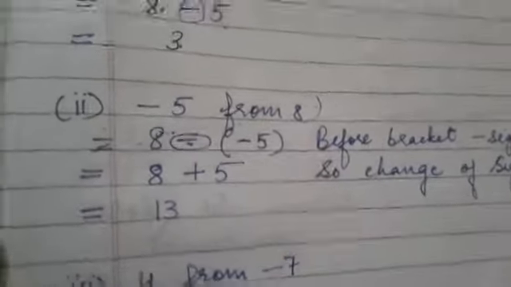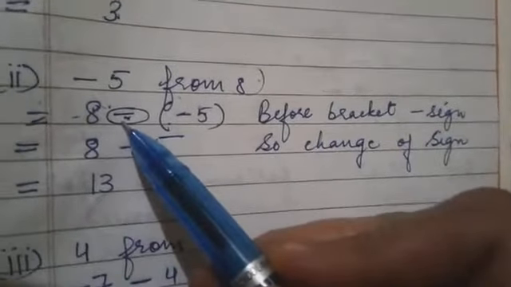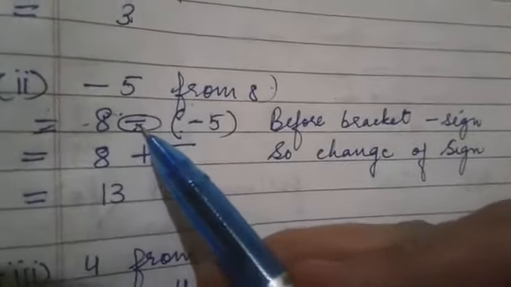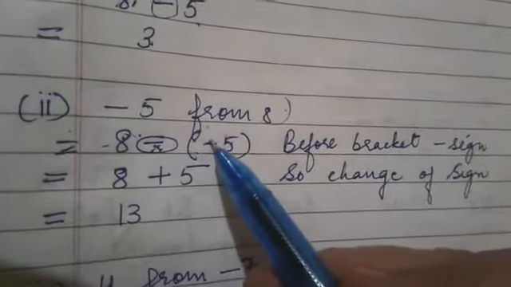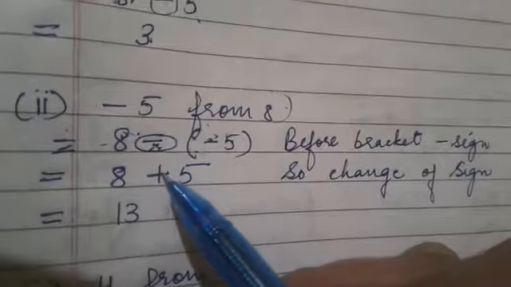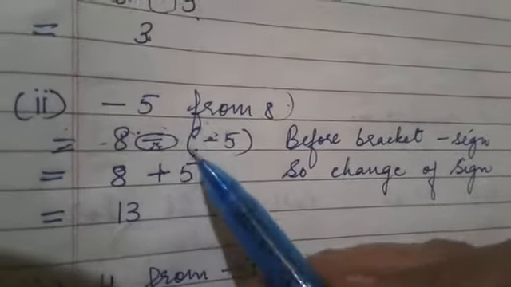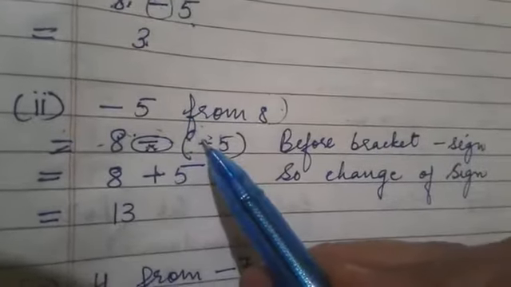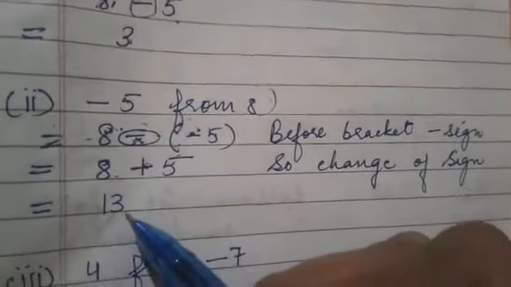Now in algebraic expression we have studied that before bracket if minus sign is there, what you will do? You will change the inside sign. So this minus becomes plus. Before bracket minus sign is there, inside sign has changed. So this minus becomes plus. So 8 plus 5. 8 plus 5 is 13.